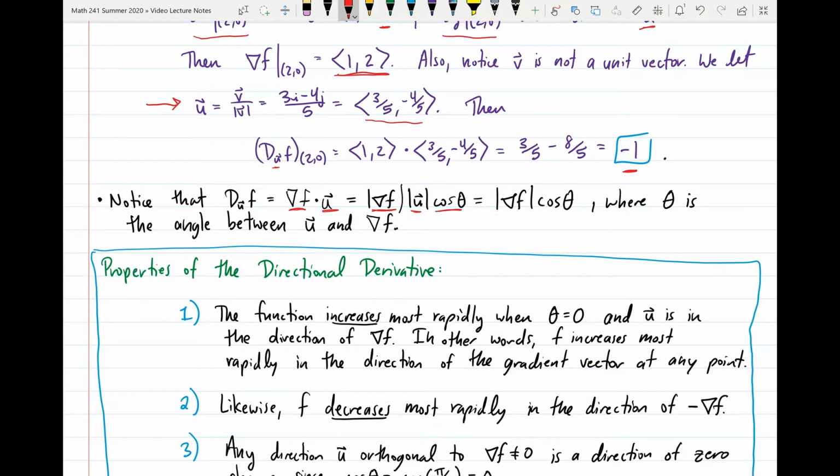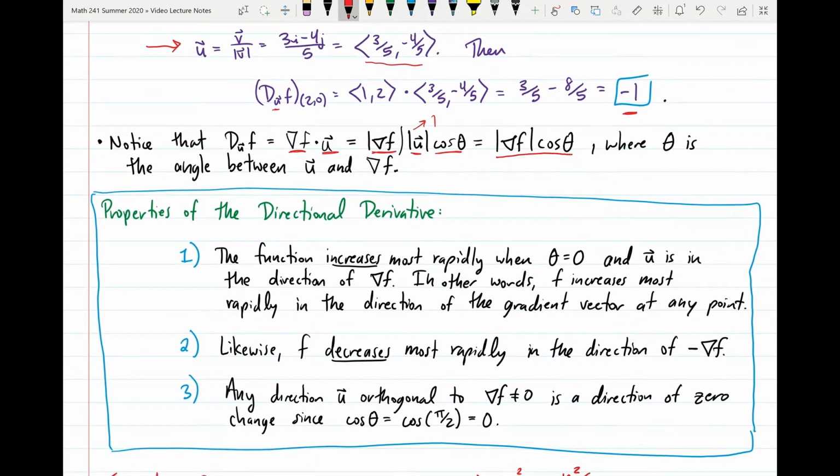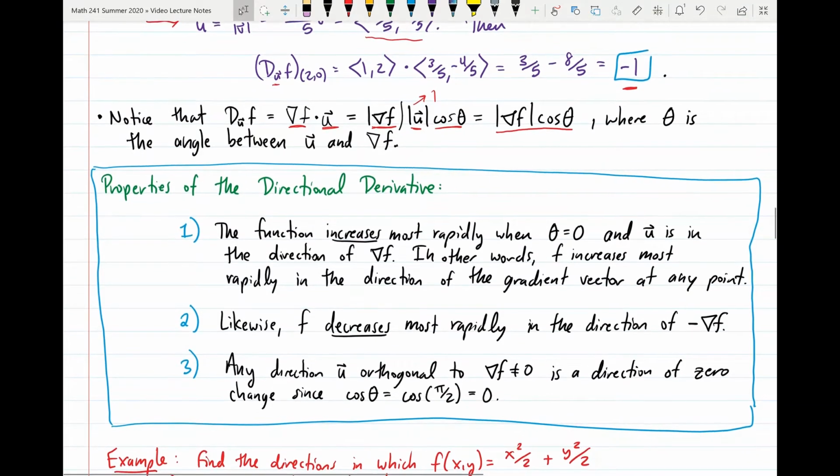But u is just a unit vector, so its magnitude is going to be equal to 1, which means that ultimately the directional derivative is equal to the magnitude of the gradient of f multiplied by cosine theta, where theta is the angle between u and the gradient of f. And once we understand the directional derivative in this way, we can immediately get some properties about the directional derivative. So the first property is that our function f is going to increase most rapidly when theta is equal to 0 and u is in the direction of the gradient of f. So why is this the case?